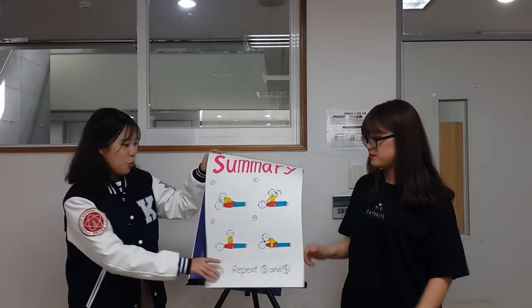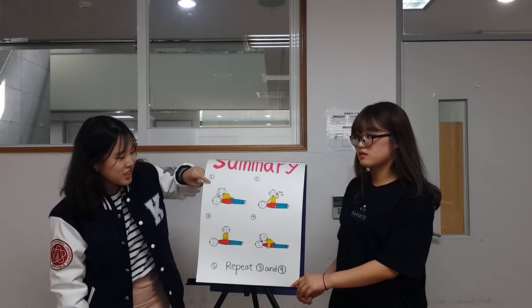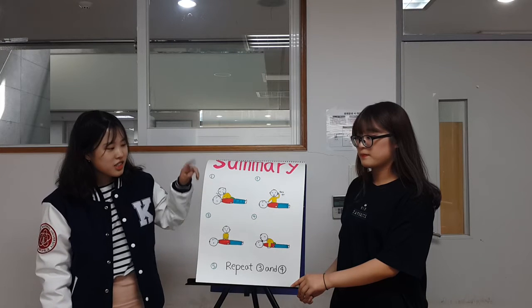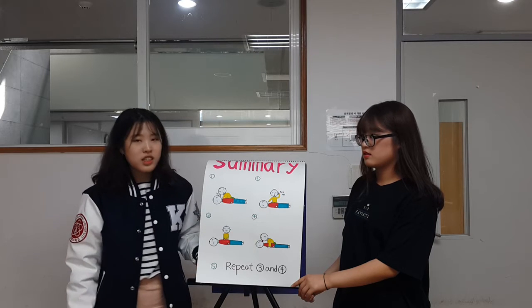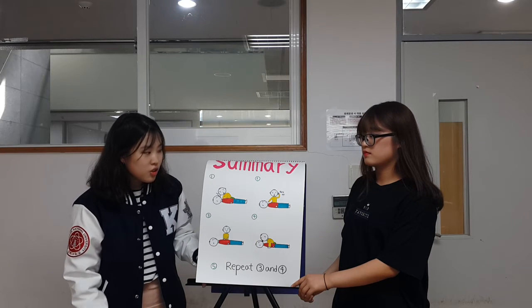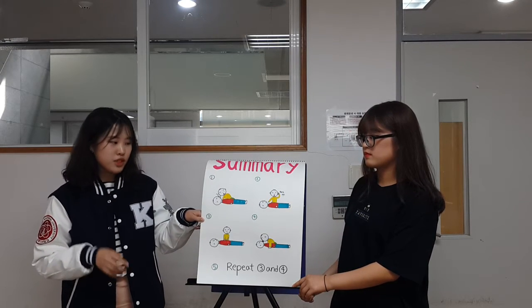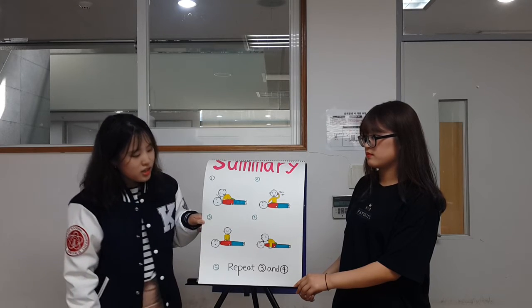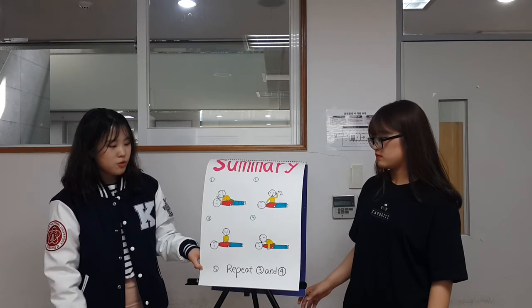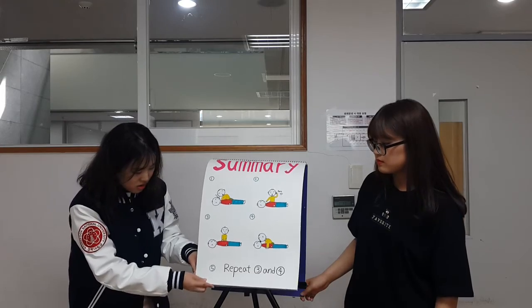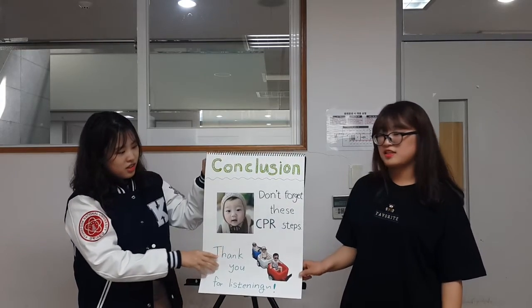Summary. Let's look at what we've been saying. Step 1 is checking the patient's consciousness and breathing. Step 2 is asking someone to call 119. Step 3 is chest compressions. Step 4 is artificial breathing. Step 5 is repeating steps 3 and 4. Don't forget the CPR steps.